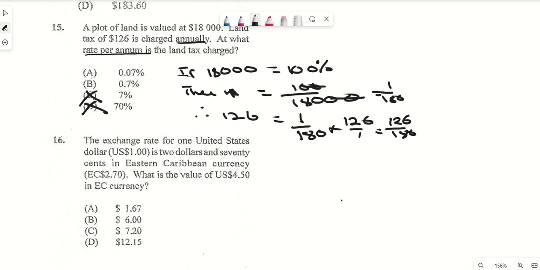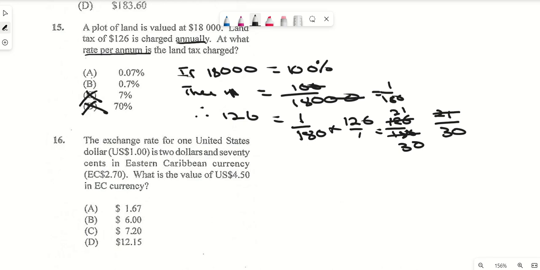What could go into 126 and what could go into 180? 6. 6 could go into 126 21 times. 6 could go into 180 30 times. So you get 21 over 30.